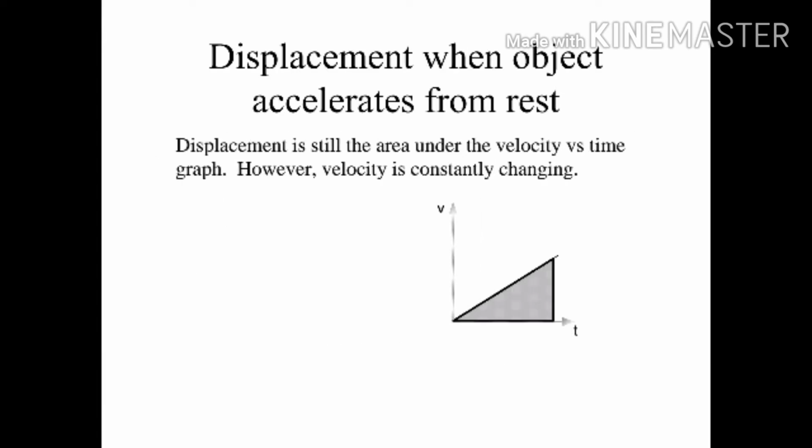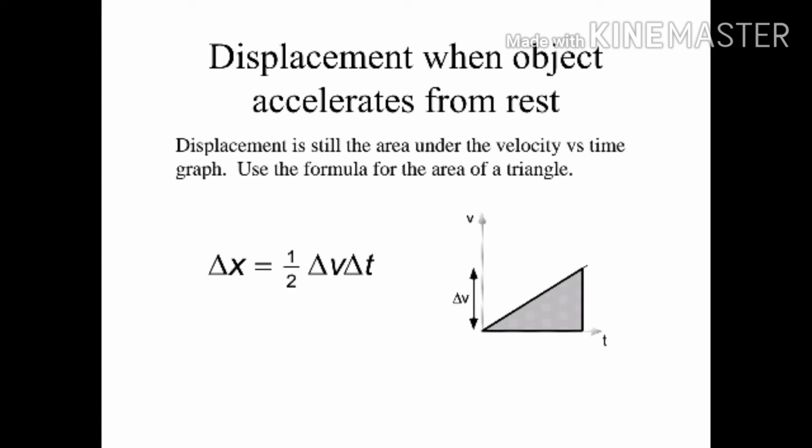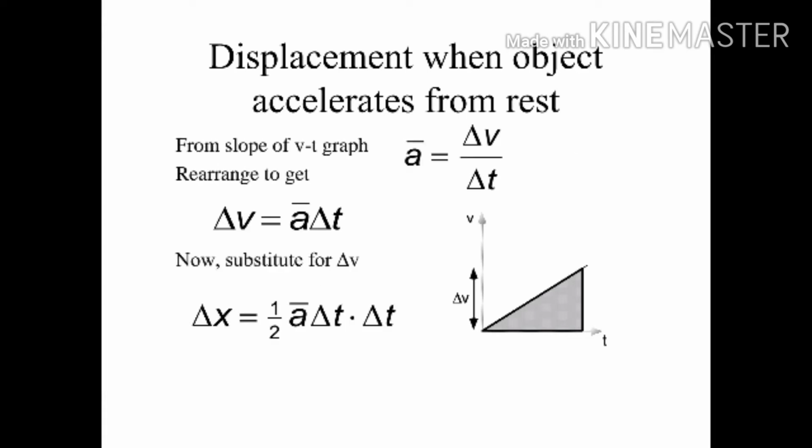Similarly, the displacement when an object accelerates from rest. So the displacement is still the area under the velocity versus time graph. However, velocity is constantly changing. You can see on the graph. Now we will use the formula for the area of a triangle, which is delta x is equal to half delta v delta t. Now from the slope of the velocity time graph, a bar is equal to delta v over delta t. Or we can say that delta v is equal to a bar delta t.